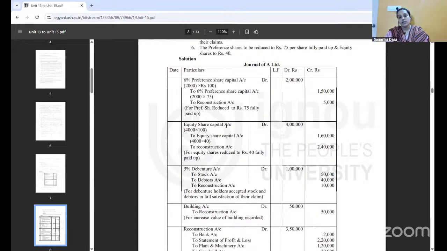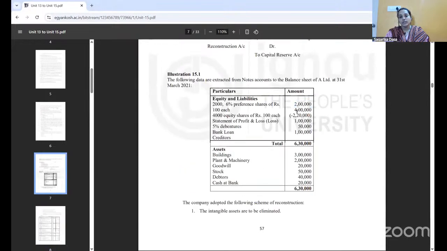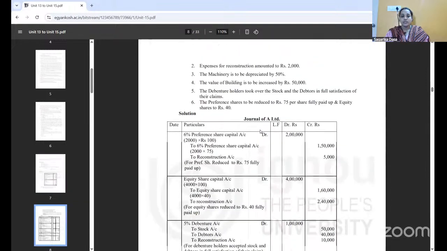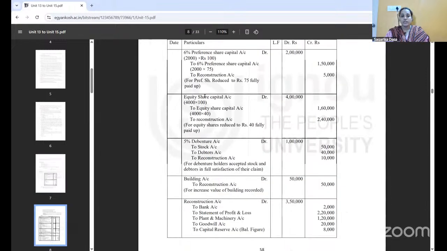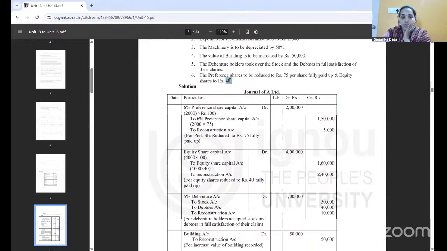సేమ్ ఈక్విటీ షేర్ క్యాపిటల్ కూడా అంతే. ఈక్విటీ షేర్ క్యాపిటల్ మనకి ఇక్కడ 4 lakhs ఉంది, 100 rupees ఈచ్ అన్నాడు. ఓకే, సో 4,000 ఈక్విటీ షేర్స్ ఆఫ్ 100 ఈచ్ 4 lakhs. సేమ్ 4,000 ఈక్విటీ షేర్స్ ఆఫ్ 100 ఈచ్. సో ఈక్విటీ షేర్ క్యాపిటల్ అకౌంట్ డెబిట్ 4 lakhs. ఇది మనకి ఓల్డ్ షేర్ క్యాపిటల్. న్యూ షేర్ క్యాపిటల్ మనకి ఎంతకు రెడ్యూస్ అయింది, 40 rupees కి రెడ్యూస్ అవుతుంది. సో 4,000 into 40. సో to new share capital 1,60,000. ఎంత డిఫరెన్స్ ఉంది, 4 lakhs minus 1,60,000, 2,40,000. You have to take it to the reconstruction account. సో ఇవి మనకి డిఫరెన్స్ చేంజ్ అయ్యాయి, ఆల్టర్ అయ్యాయి, ప్రిఫరెన్స్ షేర్ క్యాపిటల్ యాజ్ వెల్ యాజ్ ఈక్విటీ షేర్ క్యాపిటల్.